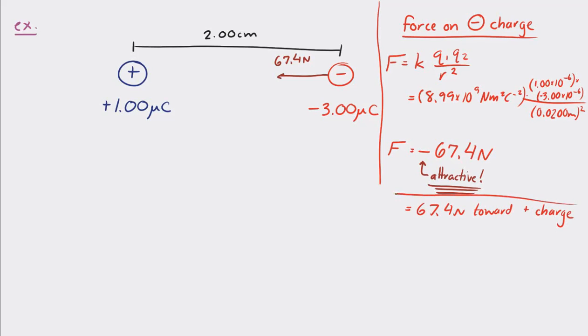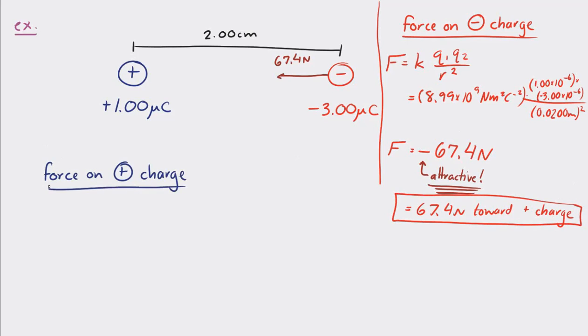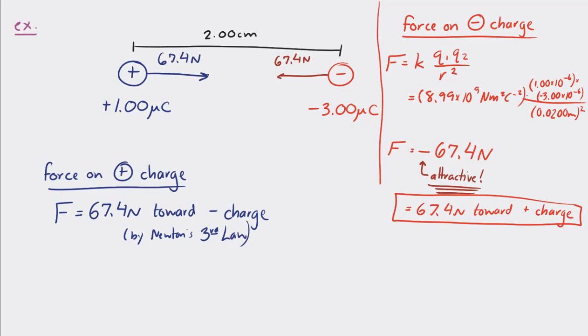And if we were to find the force on the positive charge by the negative charge, by Newton's third law, we should get the exact same number, just in the opposite direction. So the force on the positive charge is 67.4 newtons toward the negative charge.